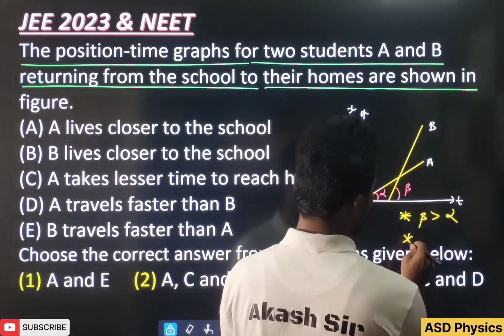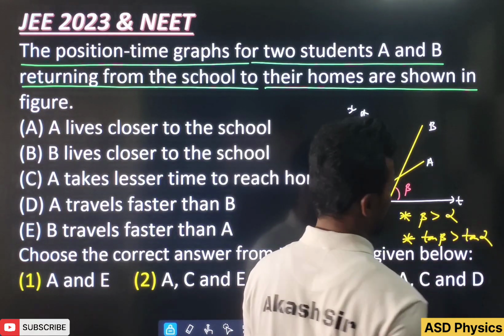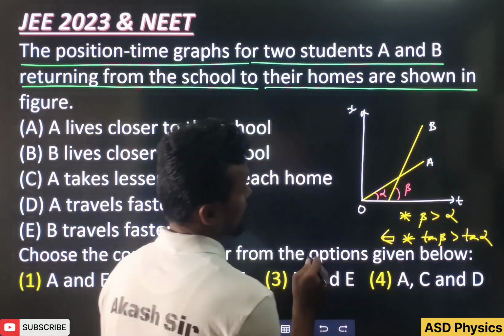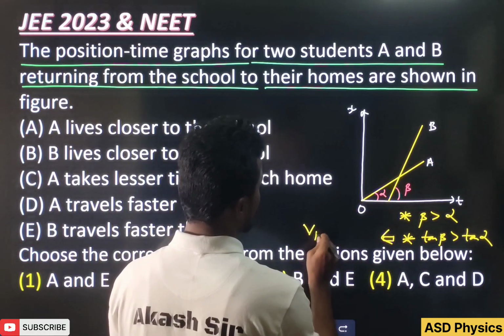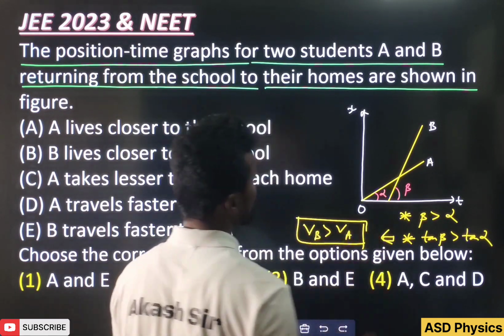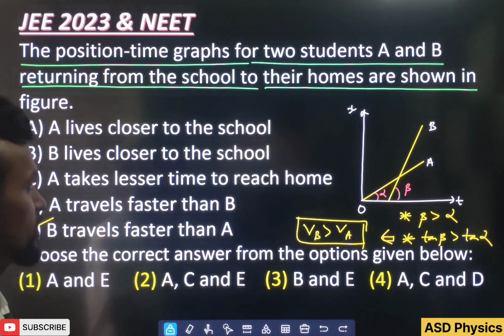Anyhow, that means we can tell very well, tan beta is greater than tan alpha. Now we can tell here beta means B, that means velocity of B is greater than velocity of A. Which one is moving faster? B is moving faster. That means we can tell very well, B travels faster than A. But here multiple choices are there.